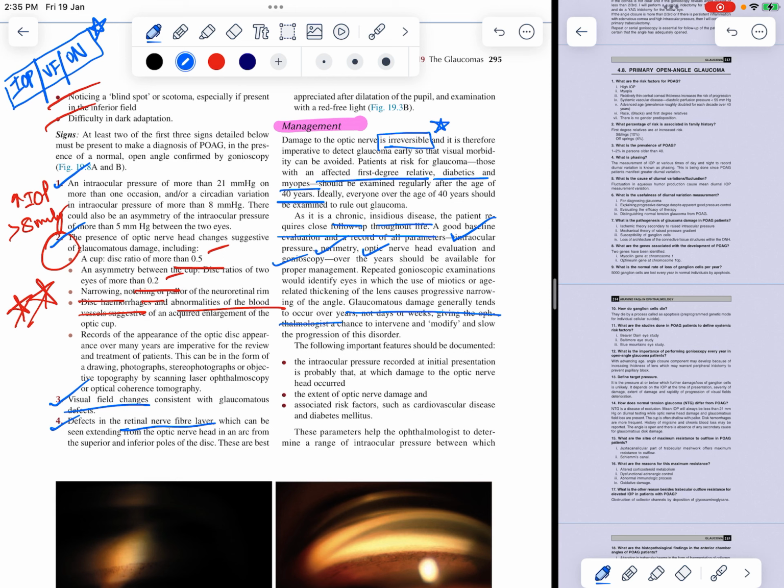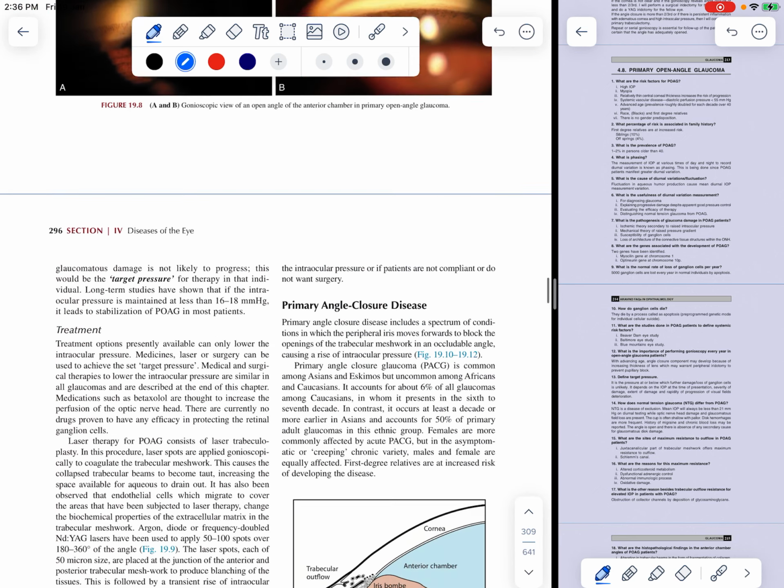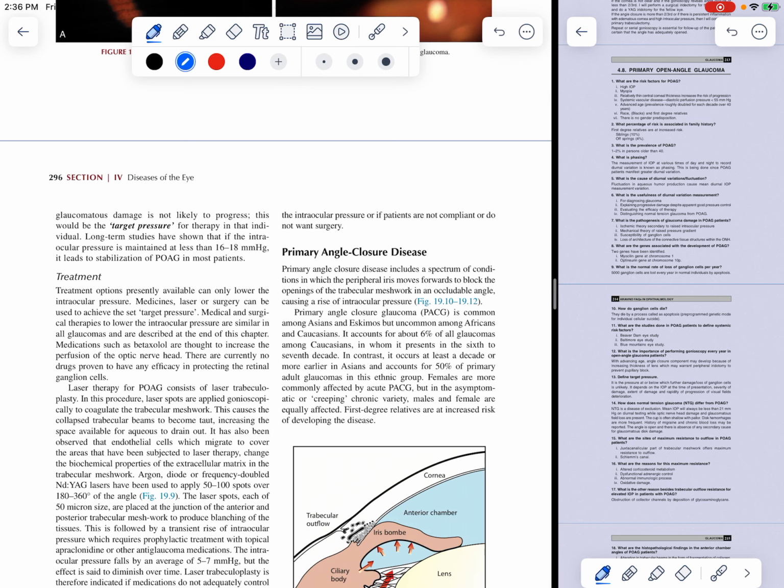Glaucomatous damage generally tends to occur over years, not days to weeks. This is a long term process. The following features should be documented. IOP must be recorded when the patient comes, and on each and every visit. Optic nerve head damage must be evaluated with a dilated or undilated fundoscopy, dilated only after gonioscopy. Associated features like vascular disease, diabetes, and myopia must be checked upon. These parameters help to detect the range of intraocular pressure between which the target pressure can be set.